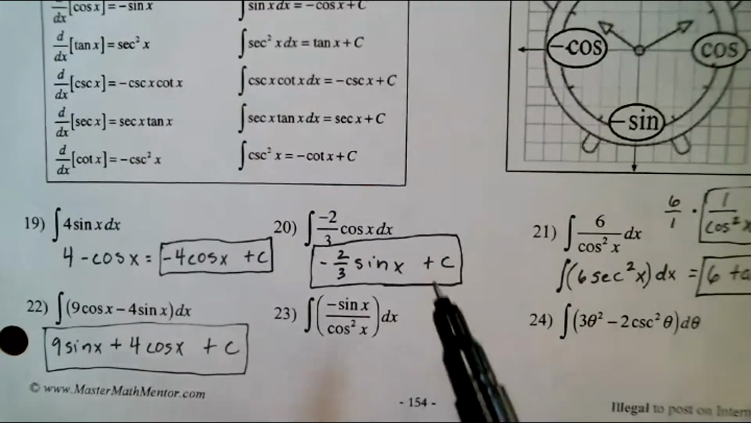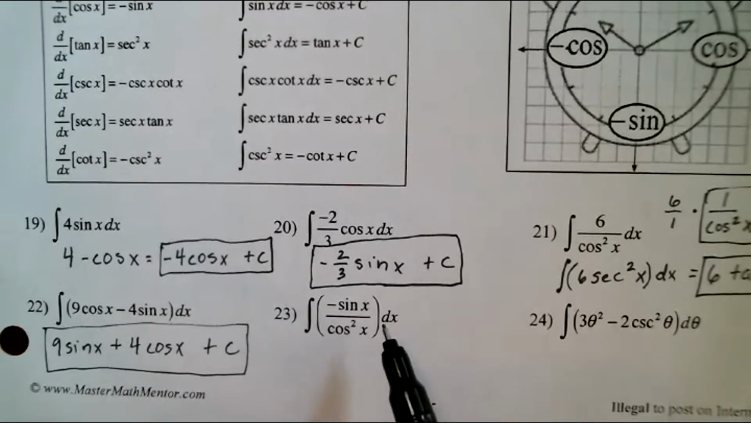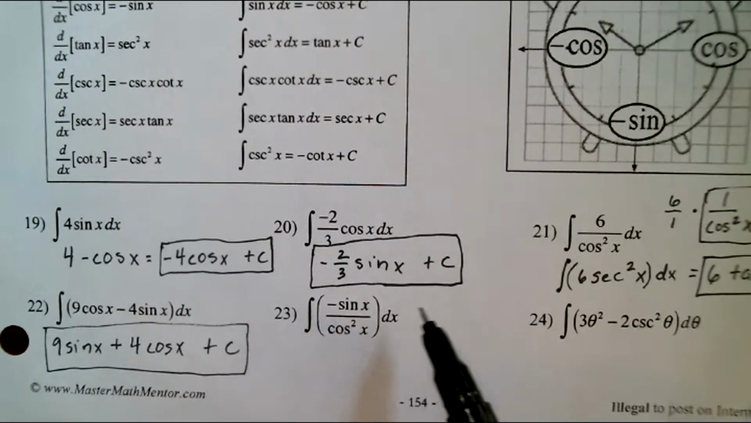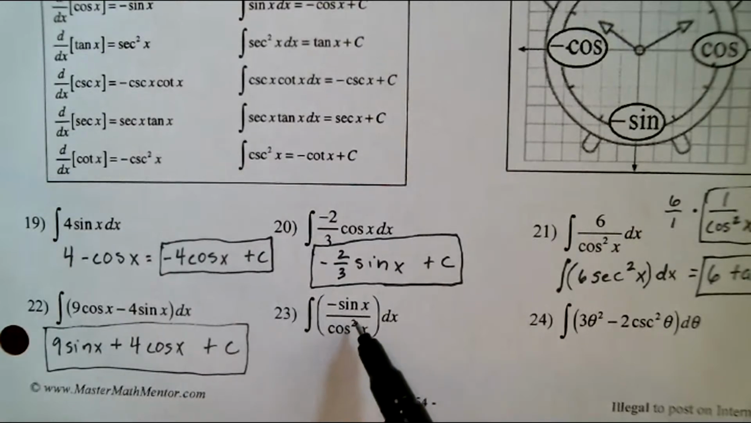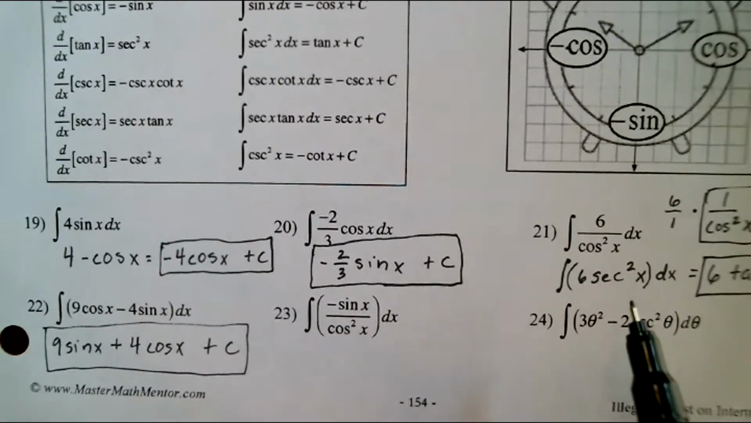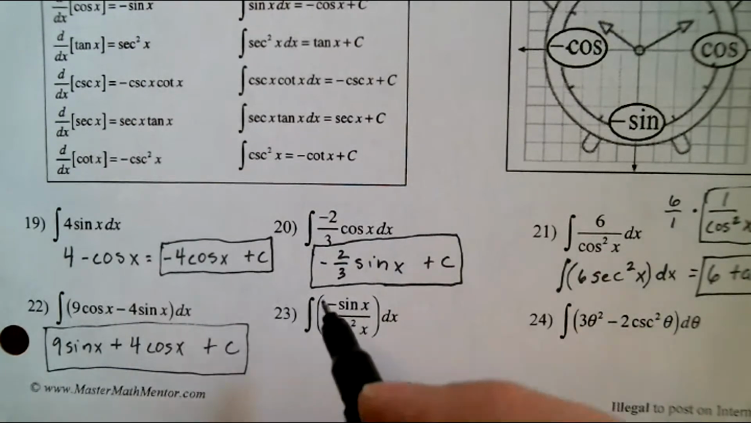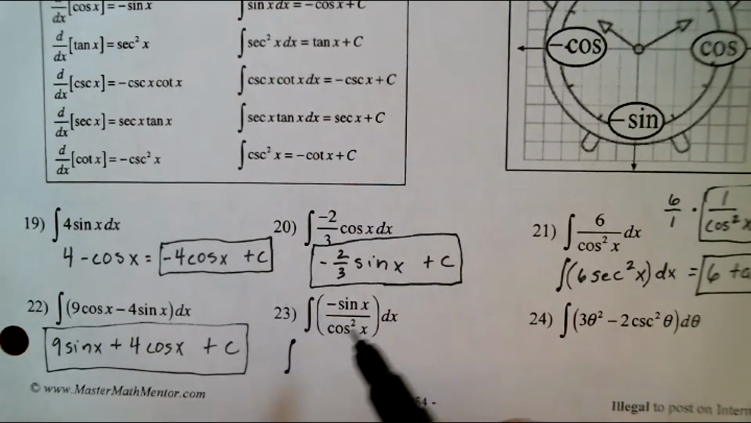Okay, moving over here to number 23. Okay, so I have negative sine x over cosine squared x. Now, the cosine squared is a little bit challenging just because we know that sine x over cosine x is tangent x, but sine x over cosine squared x is not tangent x. So I would have you rewrite this, okay? And I would have you rewrite the integral as this right here.